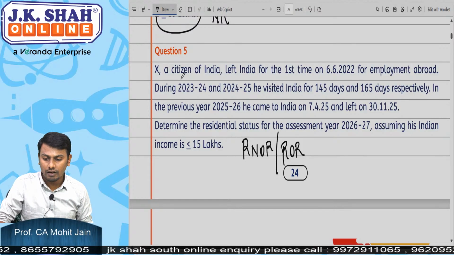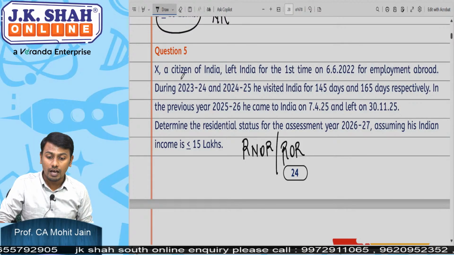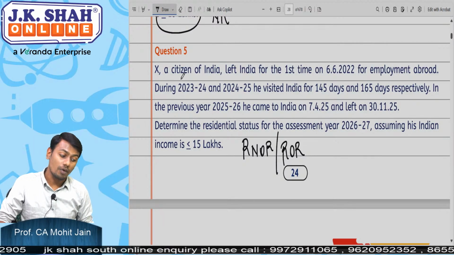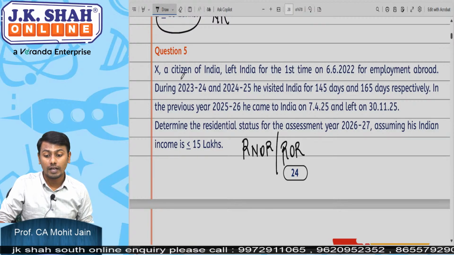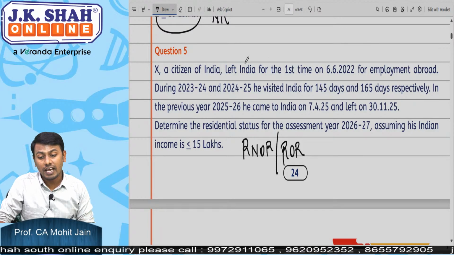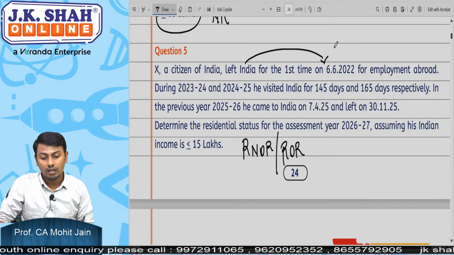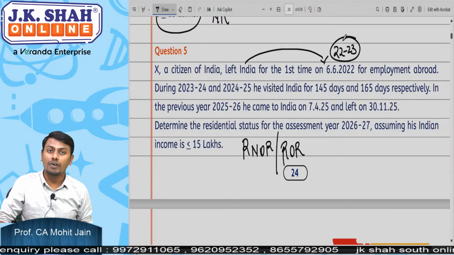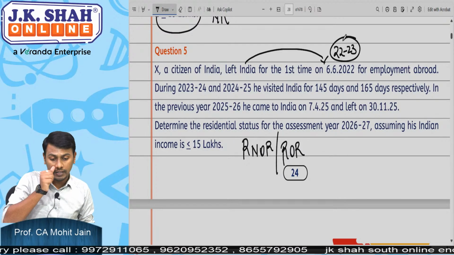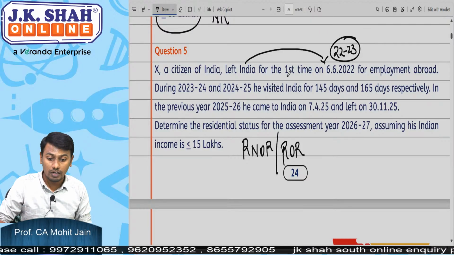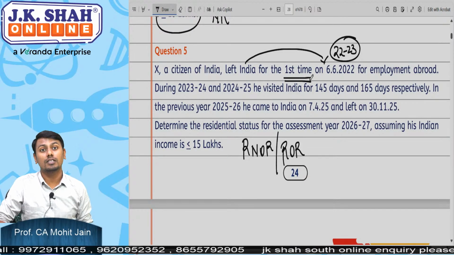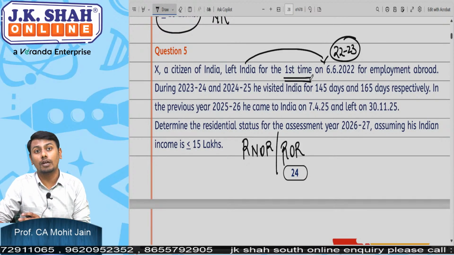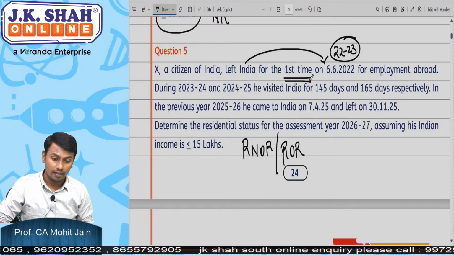X, people see, again X came back. A citizen of India left India for the first time on 6th of June 22. So in which year has he left India? 22-23. He left India for the first time, so before 2022 he has never been outside India. For what purpose? For employment abroad.